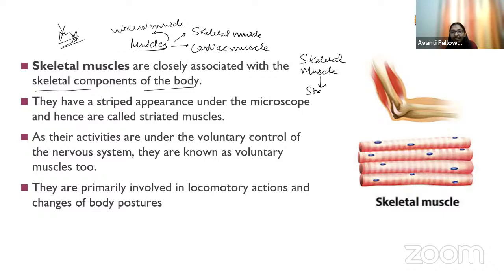They're also known as striated muscles because they show striation. That is, they show light and dark band alteration. You can see there's a light and dark band, there's an alteration, because of which they are known as striated muscles. And these muscles are voluntary in nature. That means they are under our control and they can be controlled by the central nervous system.